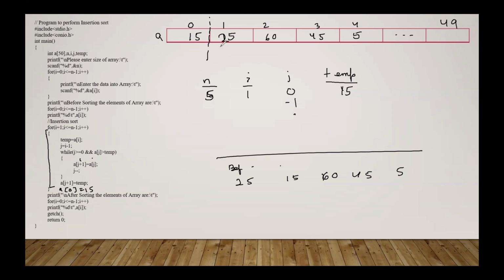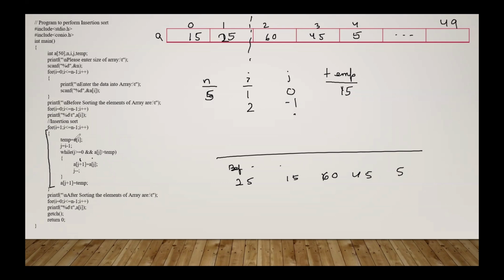So what happened? From the unsorted data, we take an element and put it into the proper place. So here it is done. So now after the first iteration, this is our sorted one. Then i value is incremented by 1. What is the i value right now? 2. 2 is less than or equal to 4. Yes, it is true. If it is true, then what happened?